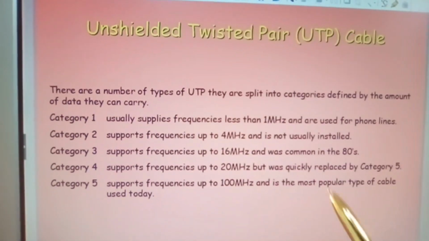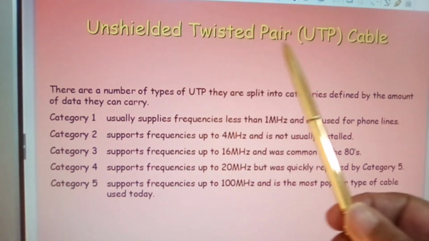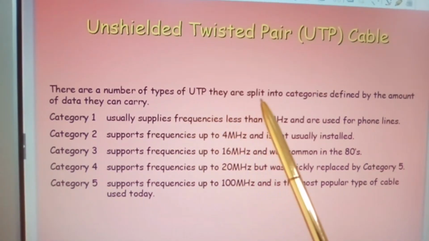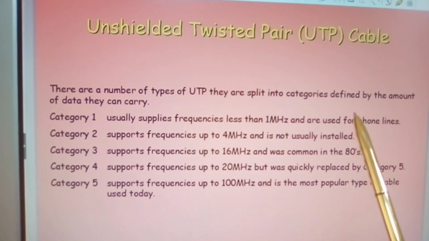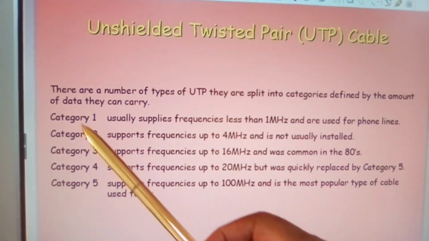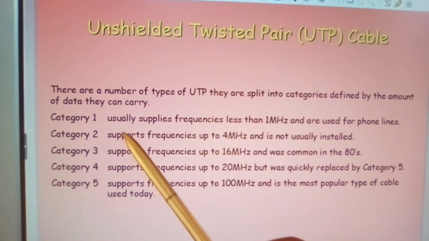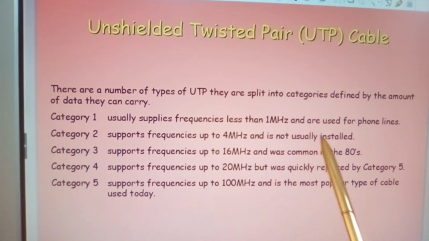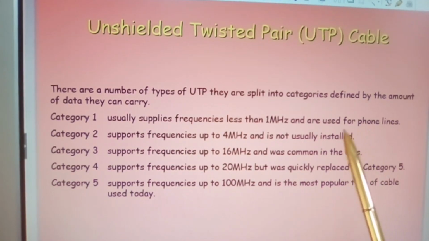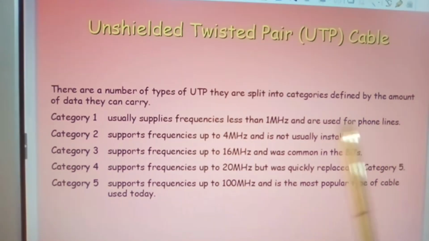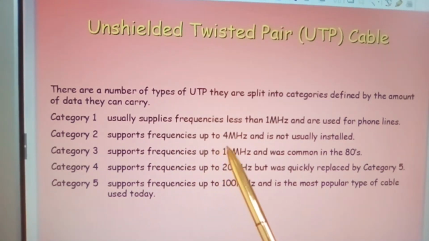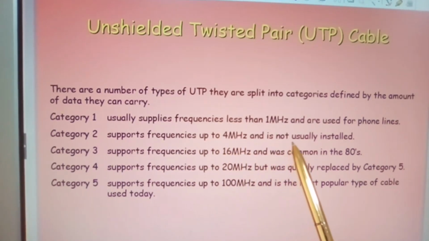Now here we have the categories of unshielded twisted pair UTP cable. There are a number of types of UTP. They are split into categories defined by the amount of data they can carry. Category 1 usually supplies frequencies less than 1 megahertz and is used for phone lines. Category 2 supports frequencies up to 4 megahertz and is not usually installed.